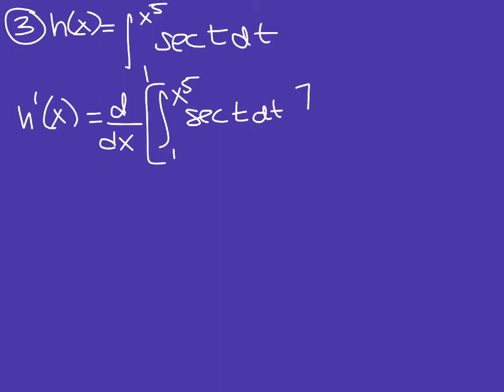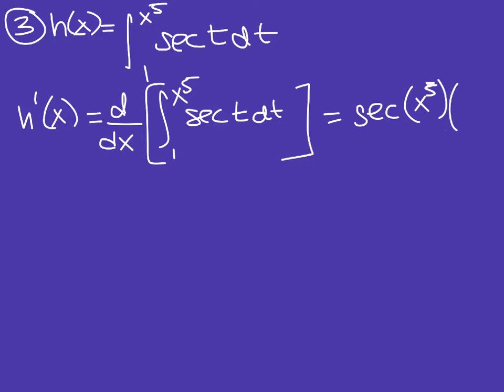And the big thing in this one is that with an upper bound that's not x, we need to use the chain rule. So there's two things that we're going to do. The first thing is that we are going to replace that t that's inside of our secant with an x to the fifth. It's a 5, by the way, not a 3. The second thing that we need to do is, since we took a derivative and we had something on the inside of the derivative, we need to use the chain rule.